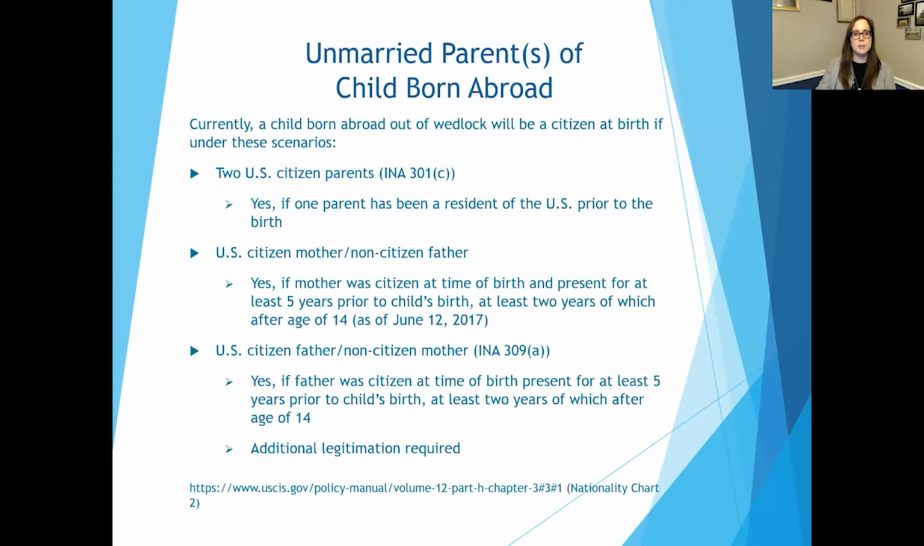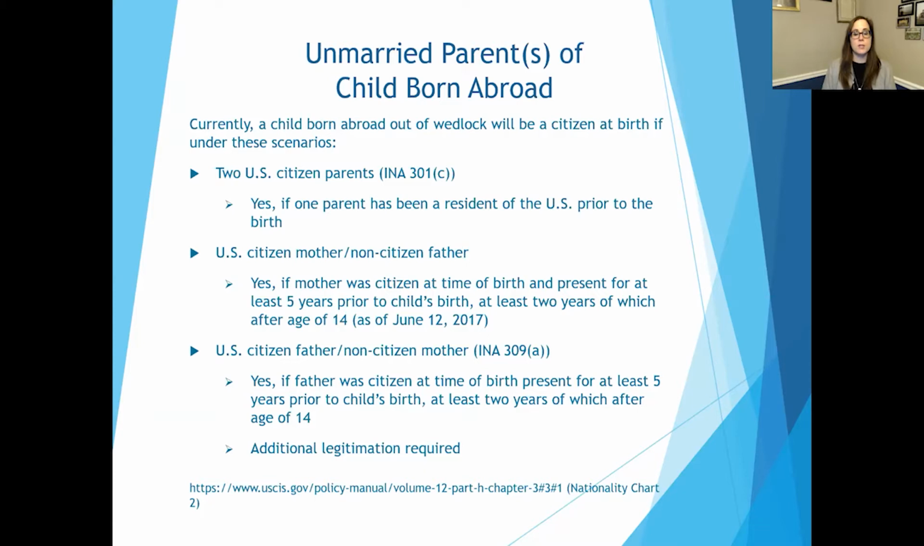So this next slide is about unmarried parents of those children born abroad, again in multiple scenarios. Both parents citizen, the citizen is the mother, and the citizen is the father. The residence requirement is the same as it was for an in wedlock child born, but there's also now, for the one parent who's a citizen, a physical presence requirement of 5 years prior to that child's birth, at least 2 years of which were after the age of 14. This was a recent requirement in 2017.